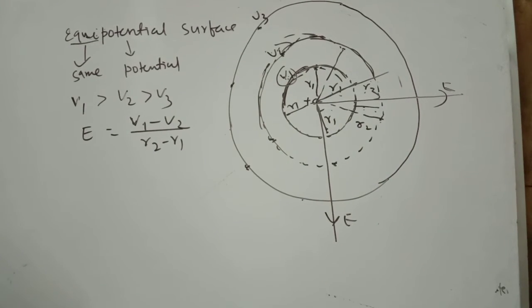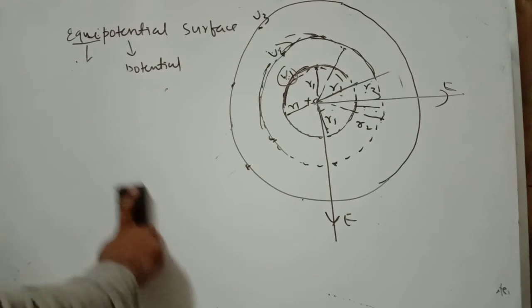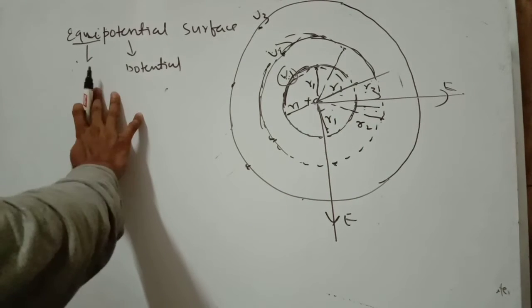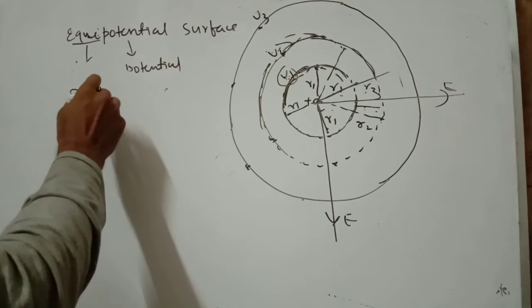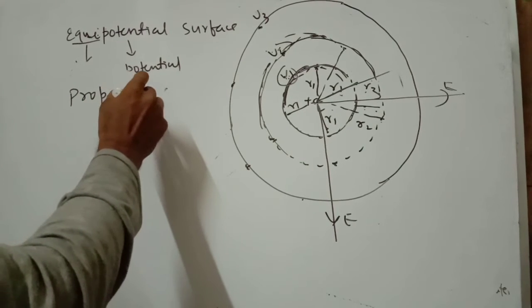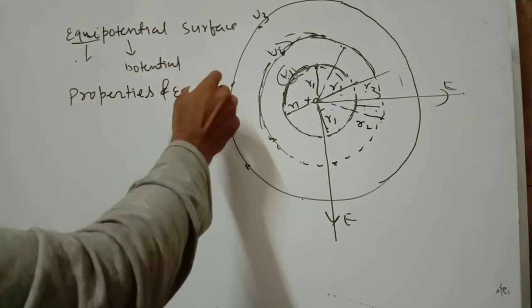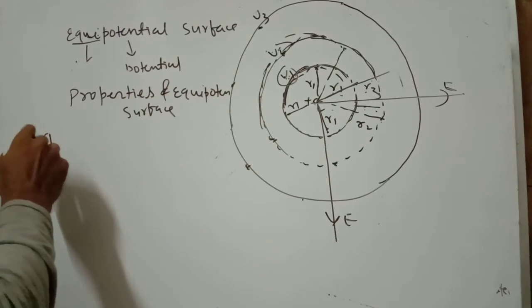This is one thing, and after that come the important properties of equipotential surface. This is very important. First the definition of equipotential surface, and after that the properties of equipotential surface. Very easy, the properties are also very easy.